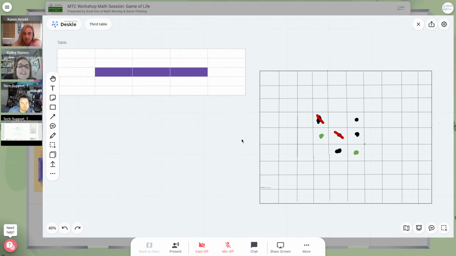No, they only have two, right? Oh, you're right. So I think only here and here will have growth. Oh, here too. So these two will grow, right? Because they have 1, 2, 3 neighbors. And is anything going to die? I don't think so. All right, let's see what happens. Yeah, so it fills in.